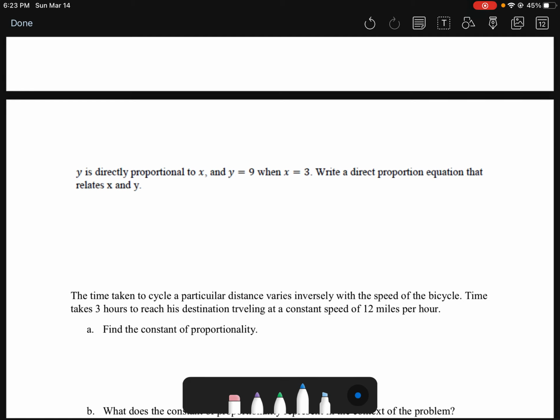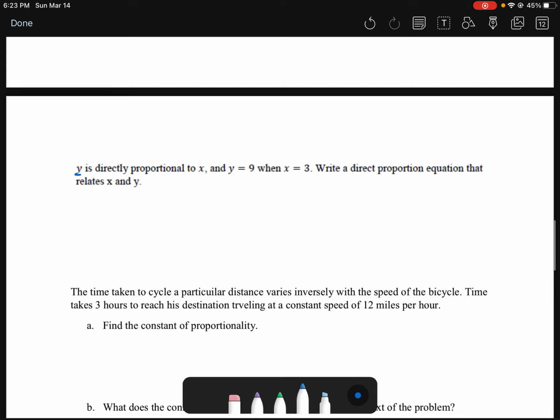All right, our word problems. Y is directly proportional to x, and y is equal to 9 when x is equal to 3. We want to write a direct proportion equation that relates x and y. So a big thing that we want to make sure that we're looking at is that y is directly proportional to x. So our equation in the end should look like y equals kx.